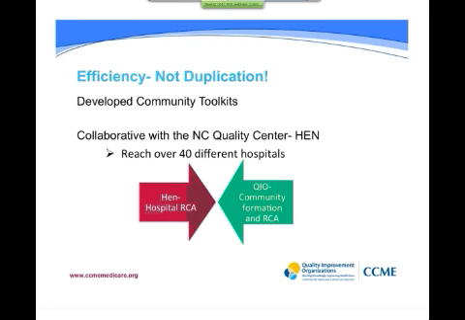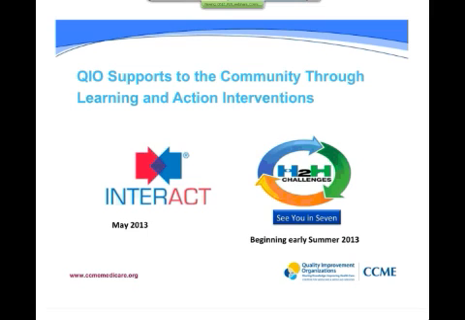The most important thing is we saw that there was plenty of work for all, but we didn't want to duplicate. So as a QIO, we developed community toolkits and placed those on our website and on our partnership websites as well, to promote communities getting started on the work on their own. For those that we did form a collaborative with, our North Carolina Quality Center, who was a large help, you can see how we divided the work. They took over the hospital root cause, and the QIO did the community formation and the root cause analysis. With that partnership alone, we reached over 40 different hospitals, and many of them became our communities. Next slide.